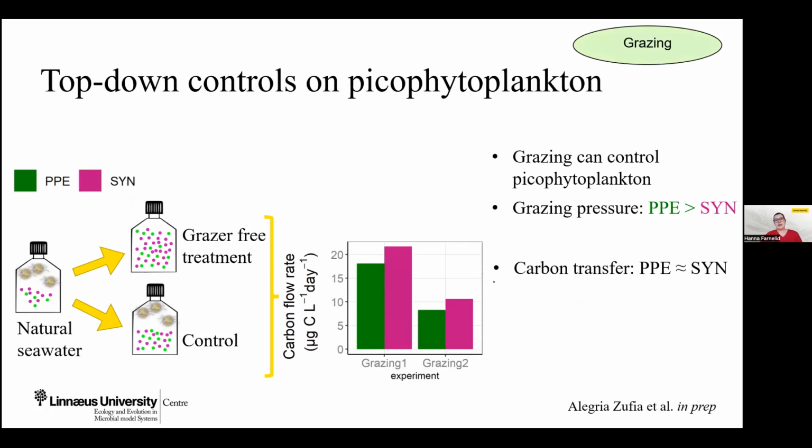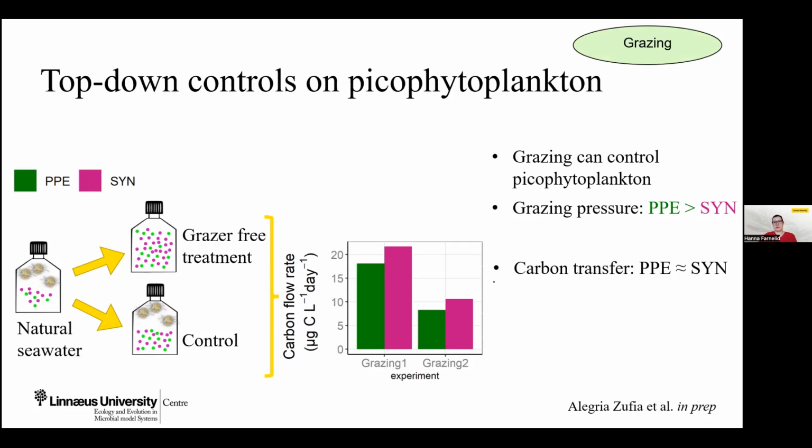We have also done manipulation experiments to look at the grazing rates of Picophytoplankton. So coming back to how much of its carbon is transported into the food chain. In these manipulation experiments, we have a grazer-free treatment and then a control with grazers. And when we calculate the carbon flow rate, we see that it was quite similar between the pico-eukaryotes and the Synechococcus, but there was a higher grazing pressure on the pico-eukaryotes.